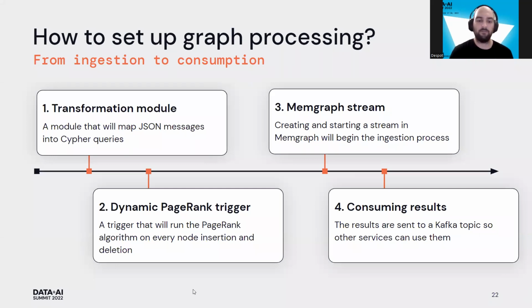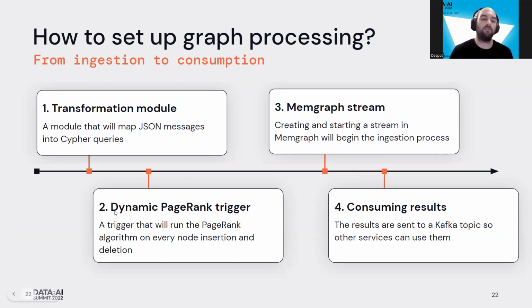So this is kind of the pipeline for graph stream processing and how to set it up. First, we have to define a transformation module that will map JSON messages that are sent via Kafka into Cypher queries, so they can be saved to the graph database. So the transformation module tells us how JSON messages are mapped into the graph database.